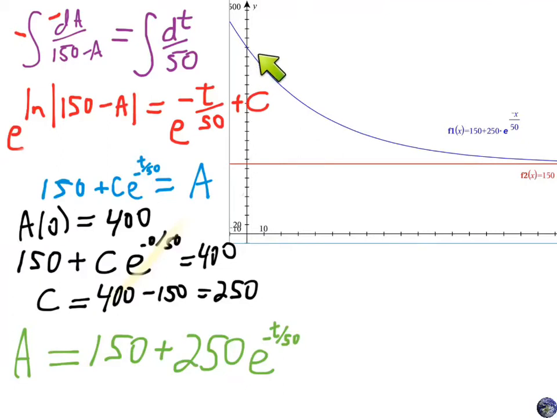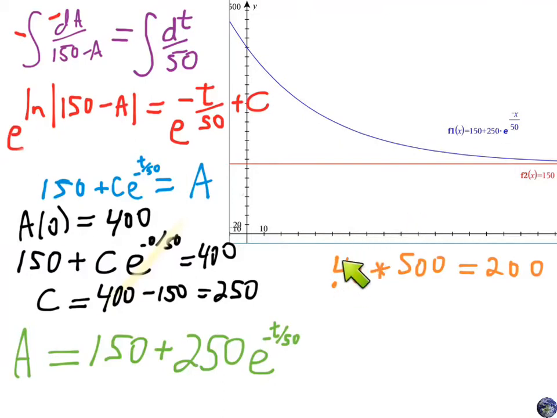If we plug in 0 for t, then 0 divided by 50 just goes away. You get 150 plus 250, which is 400. Does it make sense that the amount of blackness at the start is 400? Well, let's think about it. What do we know about the blackness level? We know that we started with a tank of 500, and I wrote 40.